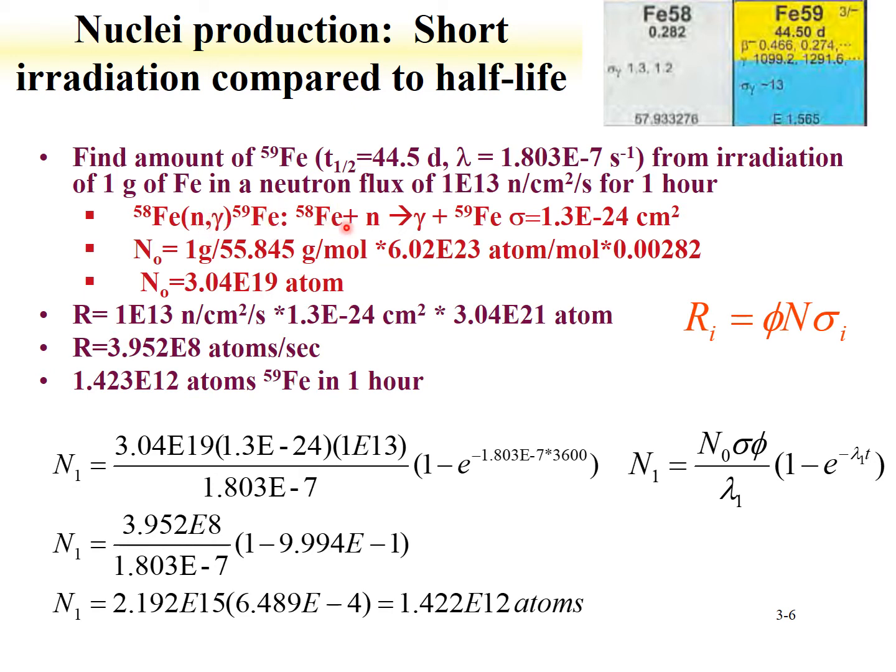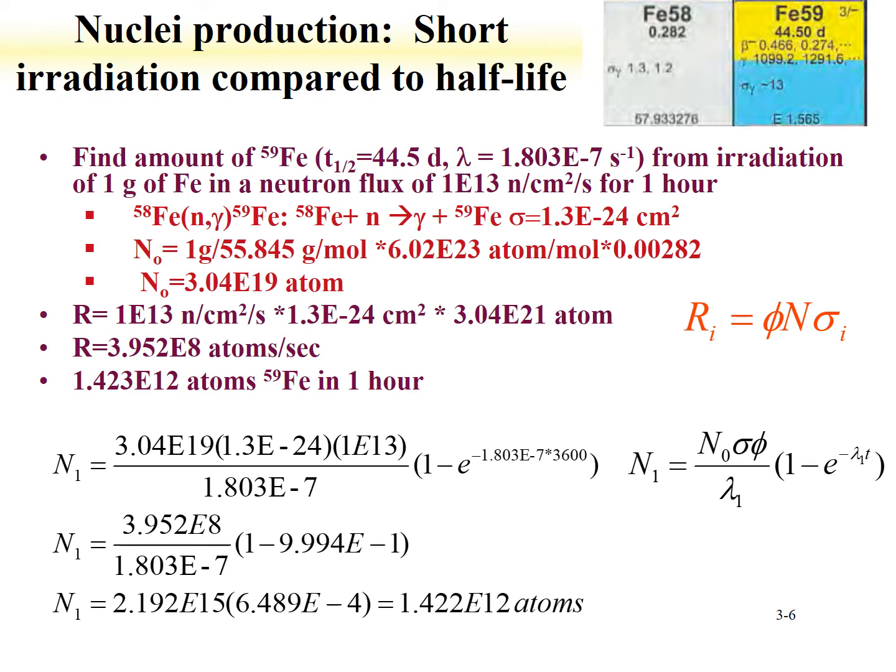Another way of writing it is shown here. We'll go over more detail about this reaction later in the course, how we use this sort of nomenclature. But we can also write it as iron 58 plus a neutron goes to a photon plus iron 59. The cross section we can get right from the chart of the nuclides. It's 1.3. I write it here, 1.3 times 10 to the minus 24 centimeters squared, because remember it's in barns, so this is in barns, and 10 to the minus 24 centimeters squared is our barn unit.